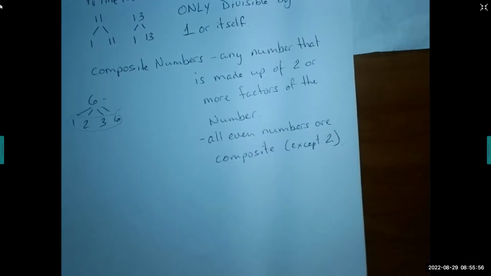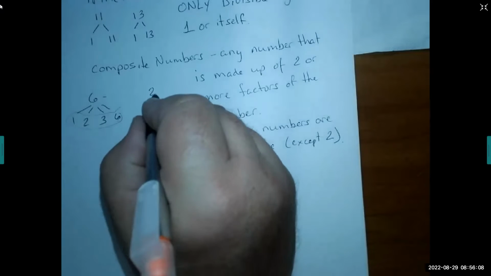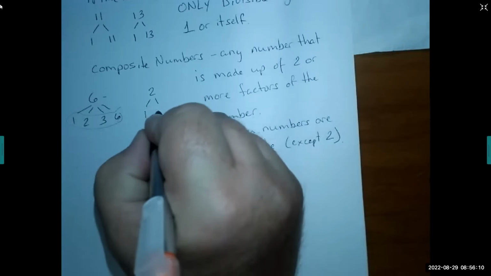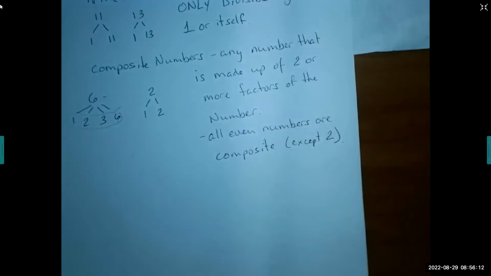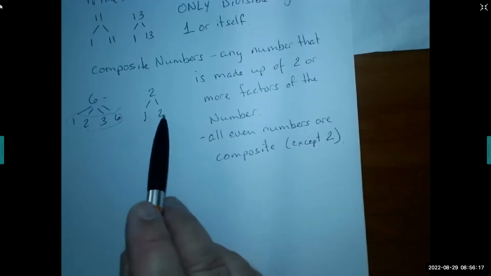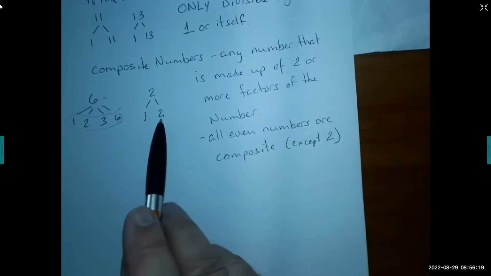All even numbers are composite numbers, except the number 2. 2 is a prime number. What goes into 2? 1 times 2. A prime number only has 2 factors, itself and the number 1.